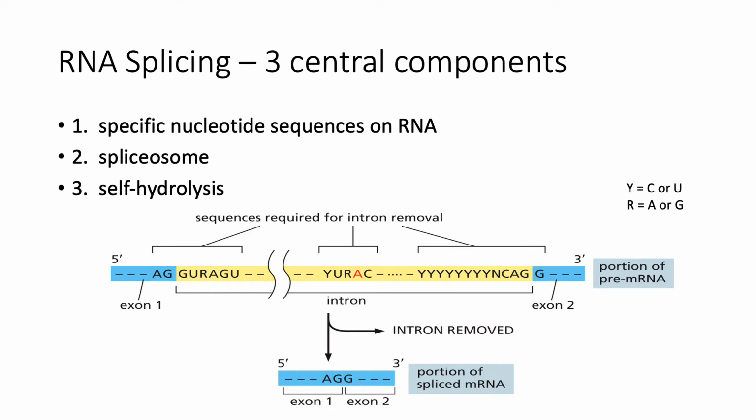Now, these conserved RNA sequences are what are recognized by the spliceosome. And that's what I'm going to talk about next. They're recognized by the spliceosome. Actually, what they're recognized by are RNA molecules that are within the spliceosome that base pair with these conserved sequences.